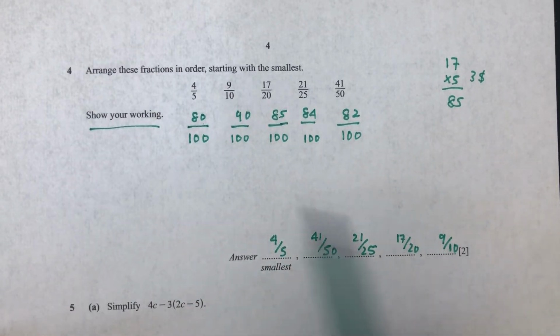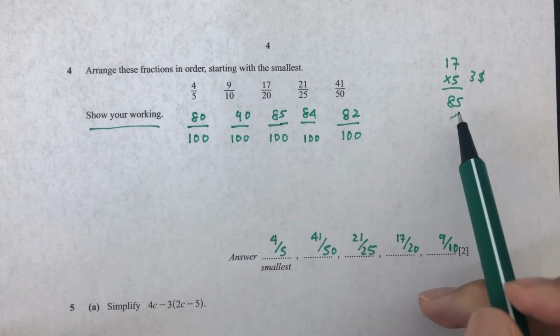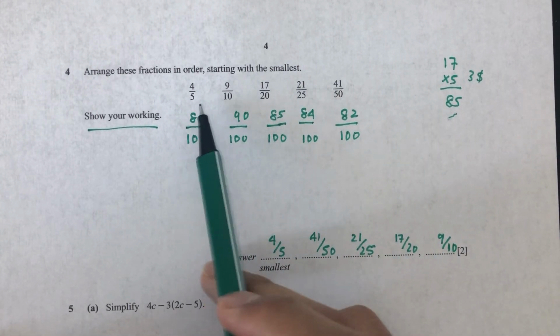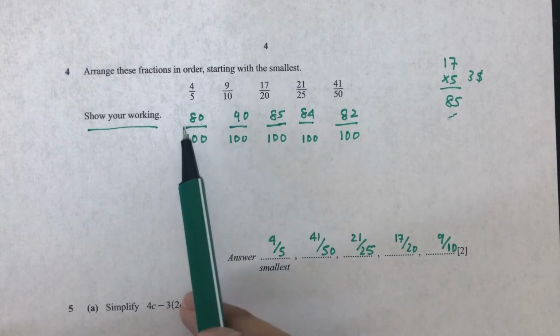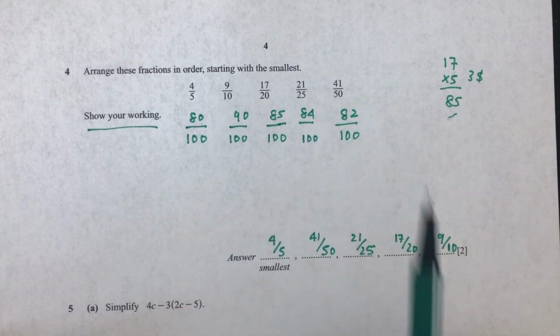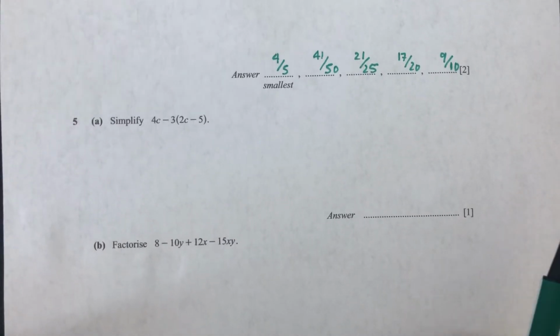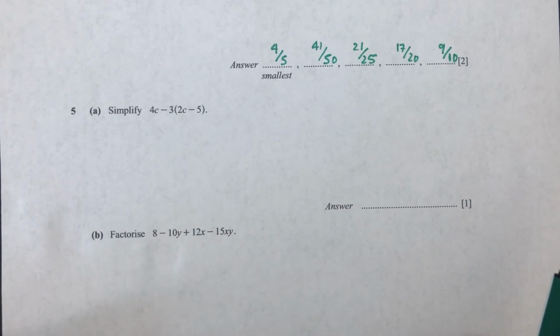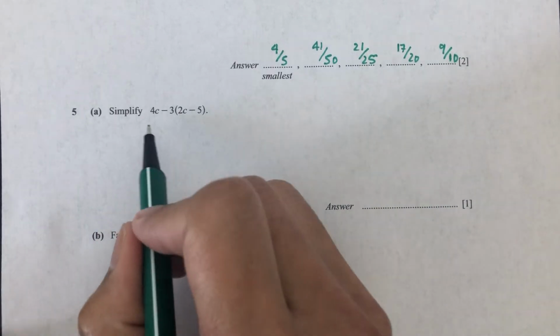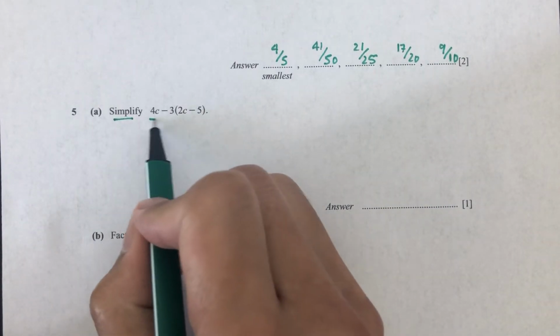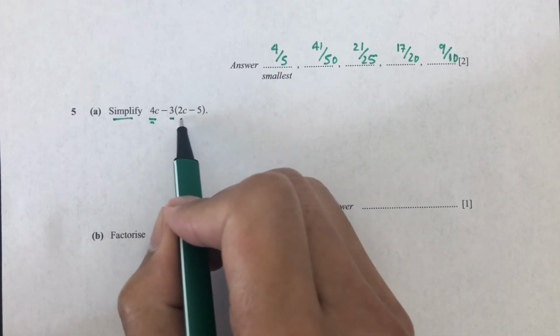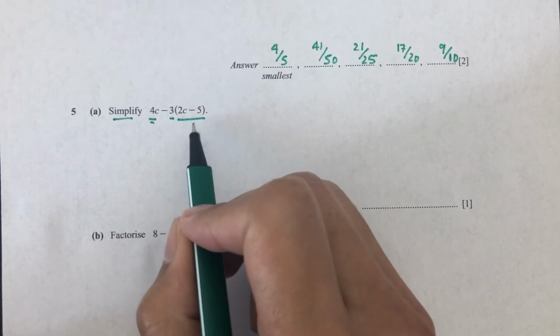So number 4 was pretty easy. Just remember that you have to convert the base into the same so you can compare the top with each other. Okay. So now moving on to question part 5. Number 8. Simplify 4c minus 3 times 2c minus 5.